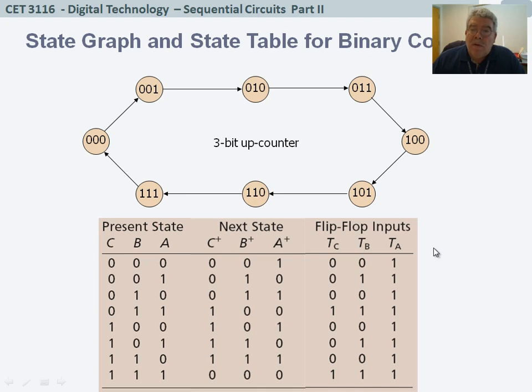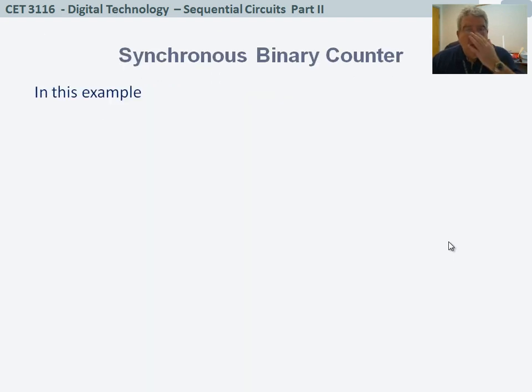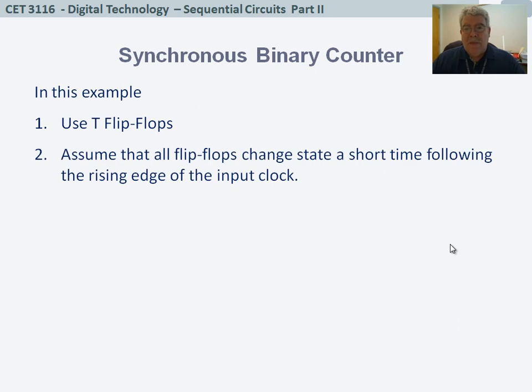In this case, remember, we're designing with a specific type of flip-flop, which is a T flip-flop. Now, let's see how the design works. The supposition is that all flip-flops will change state briefly after the rising edge of the clock. We can choose a falling edge or whatever, but every one of the flip-flops will change at the same time, with the input of the clock.